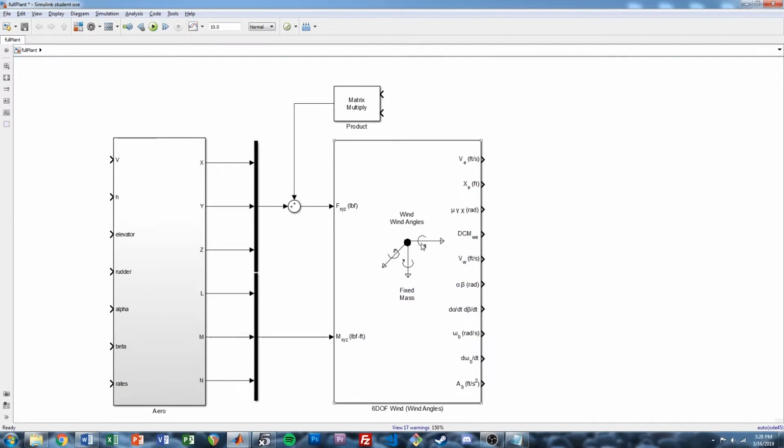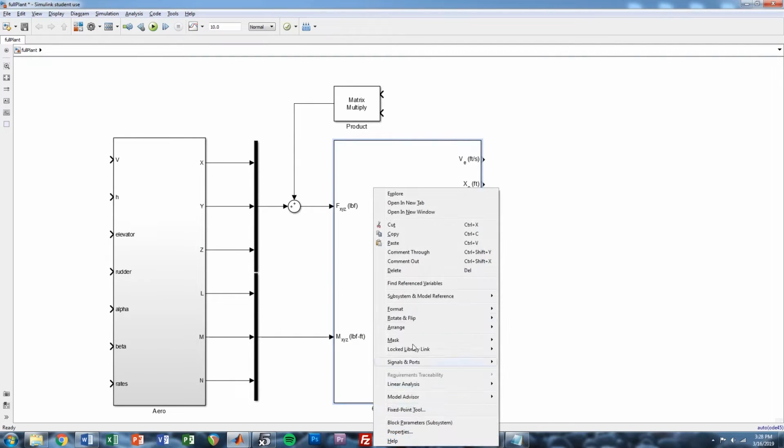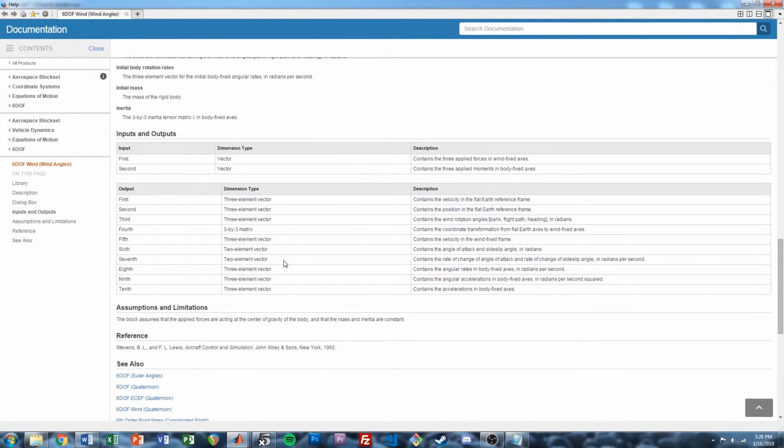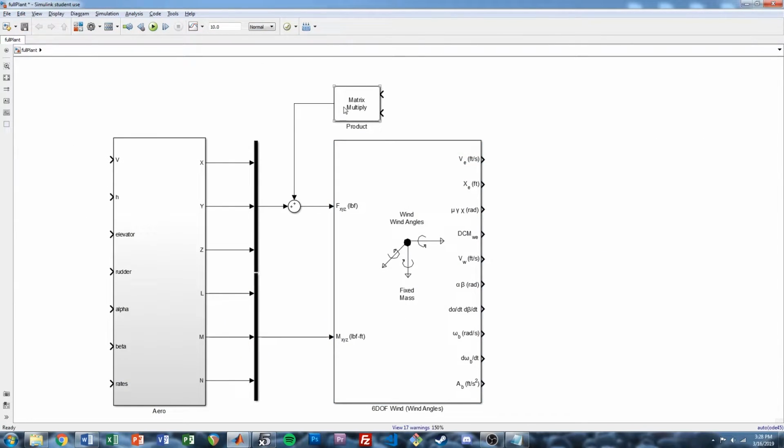Let me look up the function reference real quick to see what it needs to be. If we right click, help, I think it's wind axes now. If we go to inputs, yeah, so the forces need to be in the wind axes. Okay, so this DCM is going to have to take me from basically inertial to wind axes, whatever that DCM is going to be, multiplied. I've got a constant here, it's going to be 0, 0, mg. That should be your gravitational force.